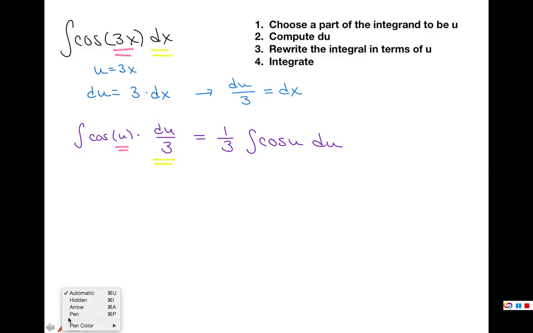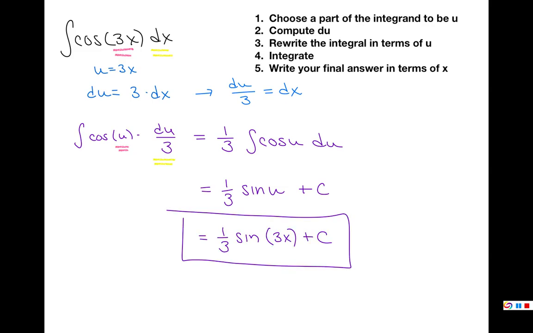And so what I'm going to do is that du divided by 3, technically that's a 1/3 with the du. And so I'm just going to take that 1/3 and pull that out front. And now I'm left with cosine u du. And I know what the antiderivative of cosine is. So the 1/3 stays there. Antiderivative of cosine u is sine u, and then plus c. So that was step 4. Once we got our integral in terms of u, we were able to find the antiderivative.